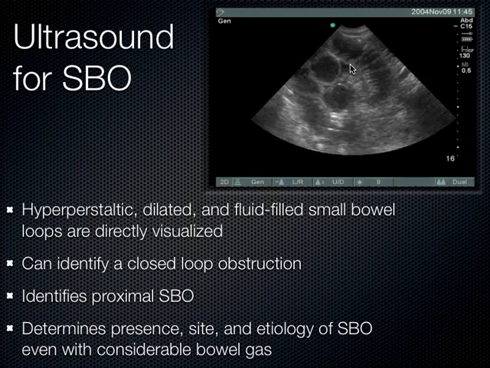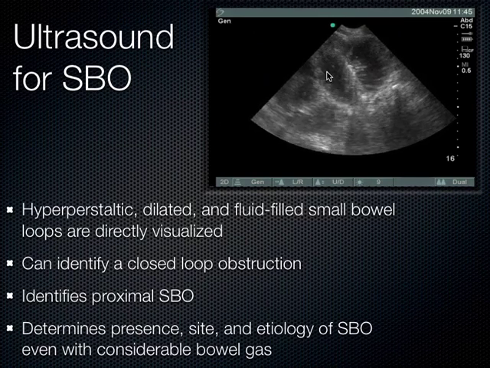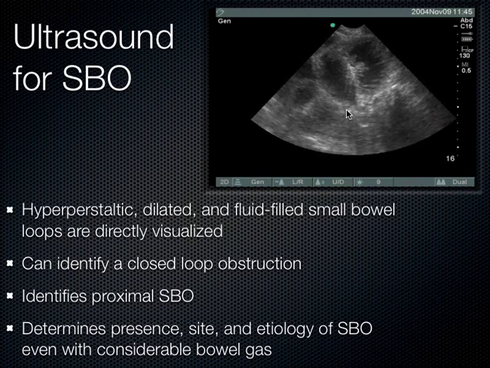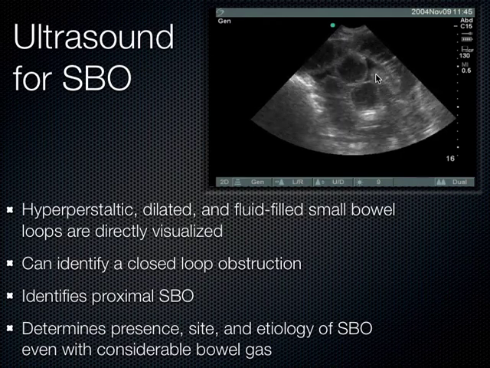Fluid is always black on ultrasound, and we can see these anechoic wedges, wait till it comes around again, of free fluid between these different loops of bowel. Let's see, where are they? Right there. You see there's a little wedge right there of fluid.